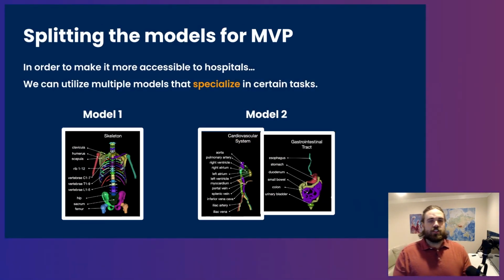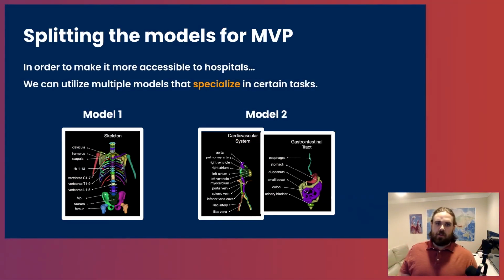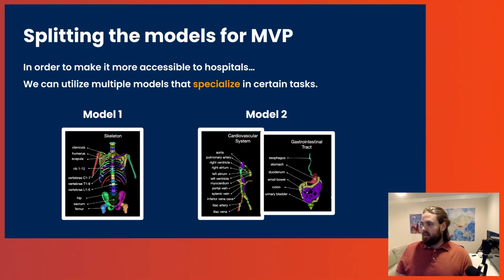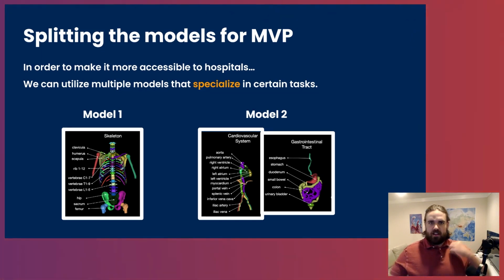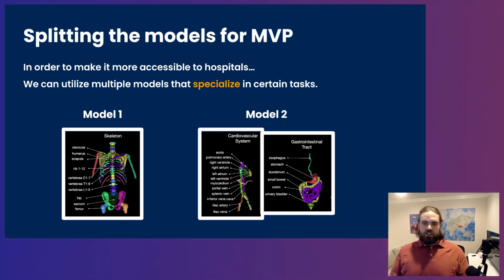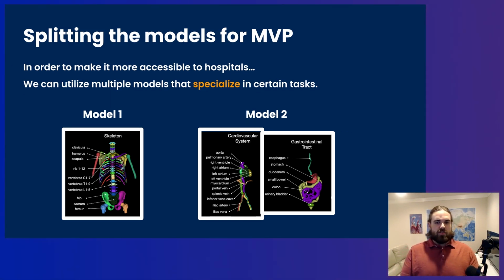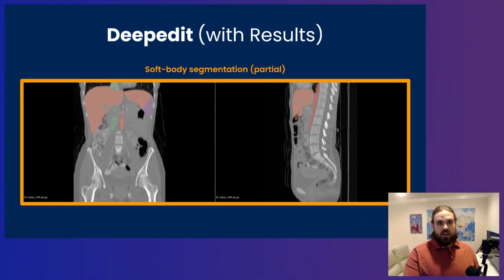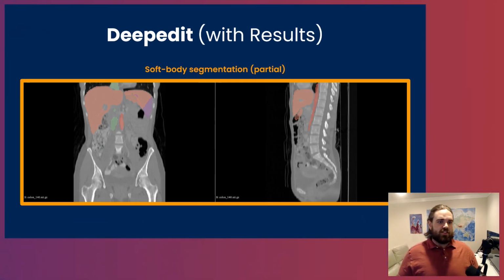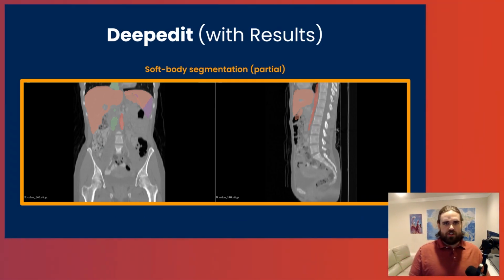So essentially, how I plan to solve this is we split the models for an MVP. In order to make it more accessible to hospitals, we can have models that specialize in certain tasks. I talked to my advisor, and she wants some of the rigid body structures and some of the soft body structures. I found a smaller model that does some soft body segmentation, with partial results.